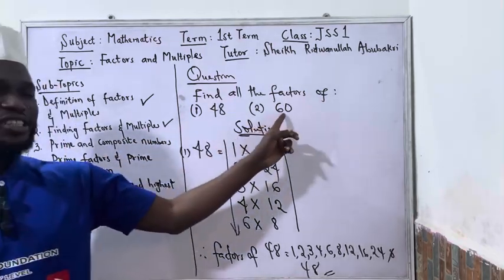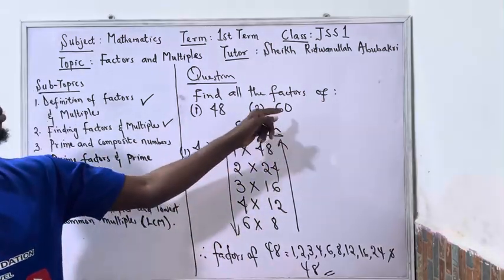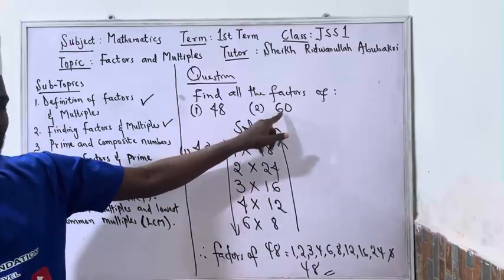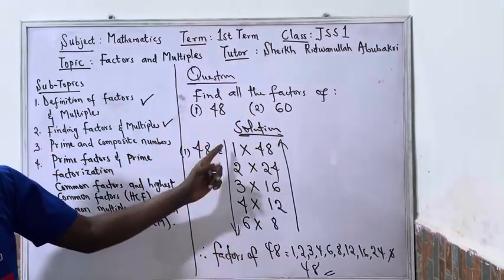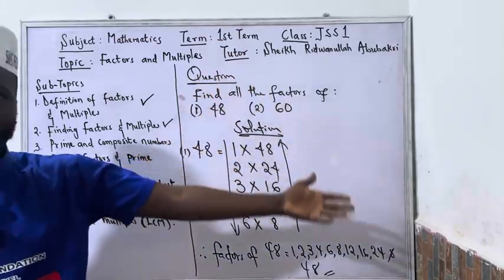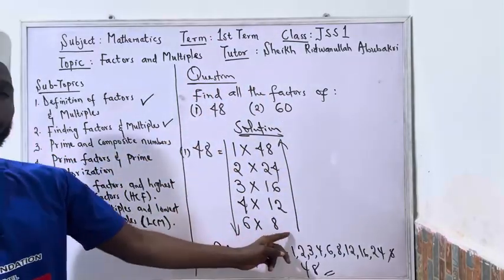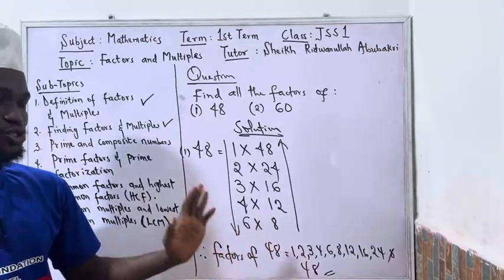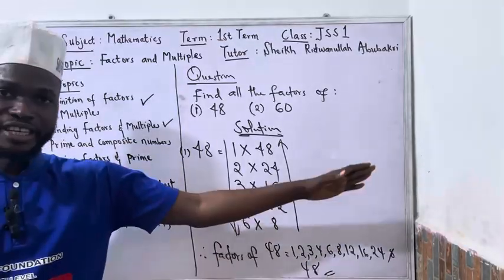I'm going to leave this for you as the student to try. Try this using the same method. Try the numbers one by one, 1, 2, 3, 4, and see the ones that will work and the ones that will not work. Once you see repetition occurring, then you stop and take your factors, write them out.